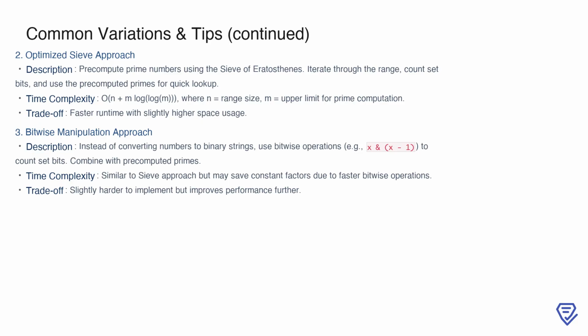Another alternative is the bitwise manipulation approach. Instead of converting numbers to binary strings, you use bitwise operations like x & (x-1) to count set bits. This can be combined with pre-computed primes for even greater efficiency. While the time complexity is comparable to the sieve method, bitwise operations often reduce constant factors, making the solution slightly faster in practice. However, this approach is a bit harder to implement and may require additional debugging effort. Both methods balance speed and memory usage, offering flexibility depending on the problem constraints and your familiarity with the techniques.